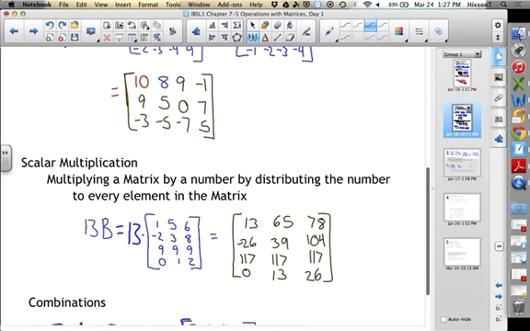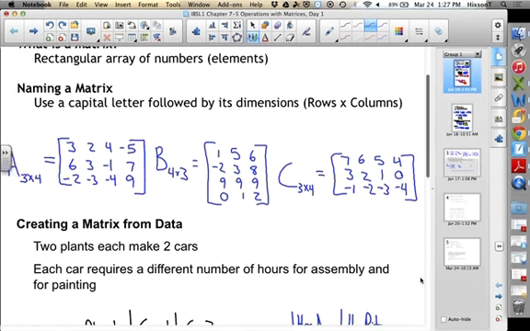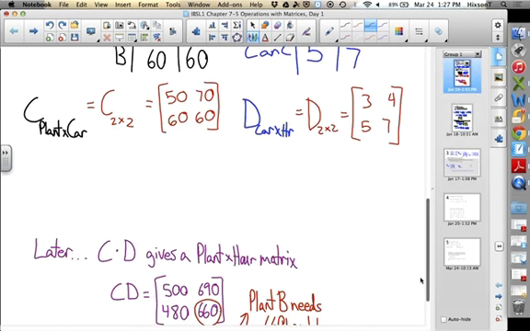Now, going back here, let's think for a second. What if I wanted to increase production by 20%? What would I do with this? Times 1.2. Okay, if I wanted to increase by 20%, I could do 1.2c. And that would give me the matrix with 20% more production. I could then see what that would equal.